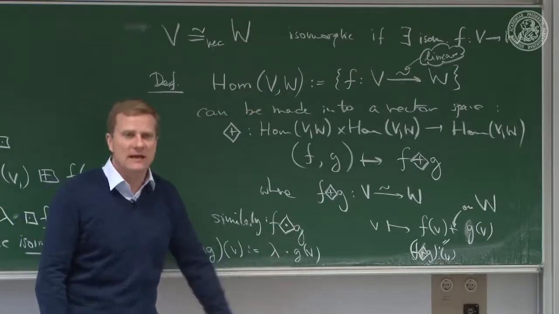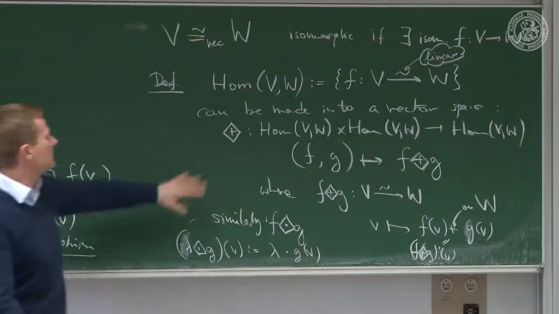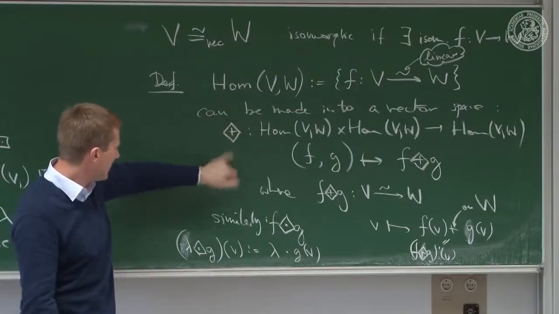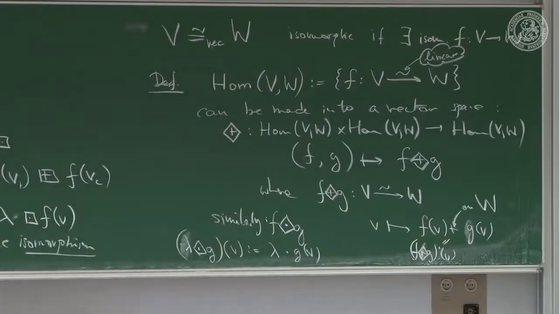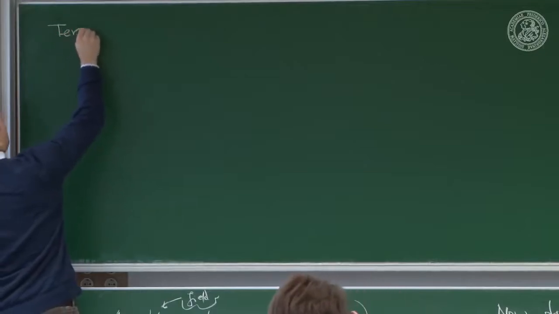And there are other, okay, so that's already the outlook. But here everything is fine. Hom VW can be equipped with diamond plus and diamond times, and is then equipped with these operations, a vector space in its own right. So there's some terminology after all.